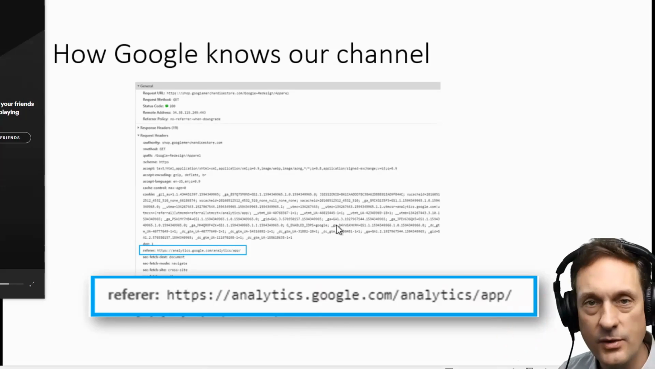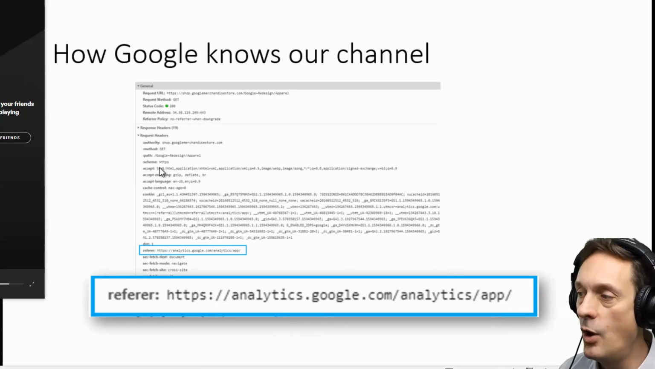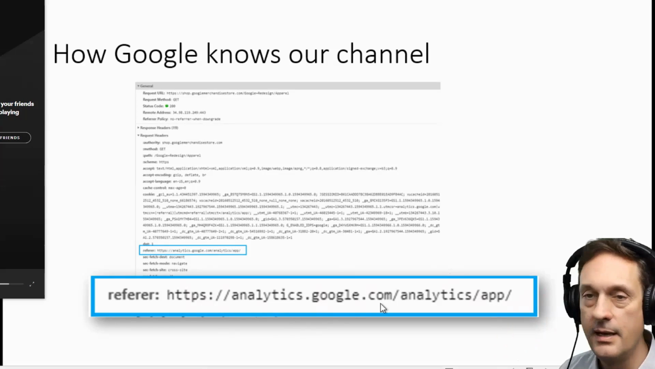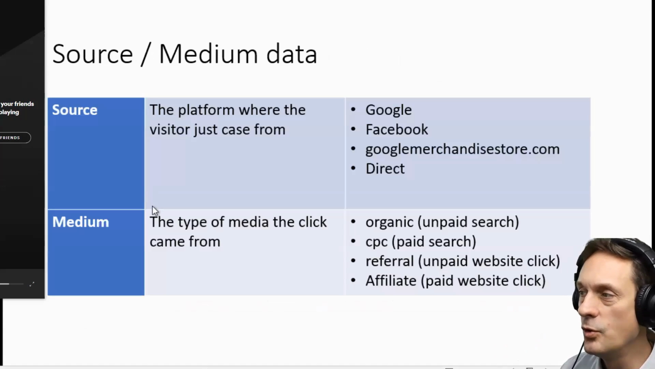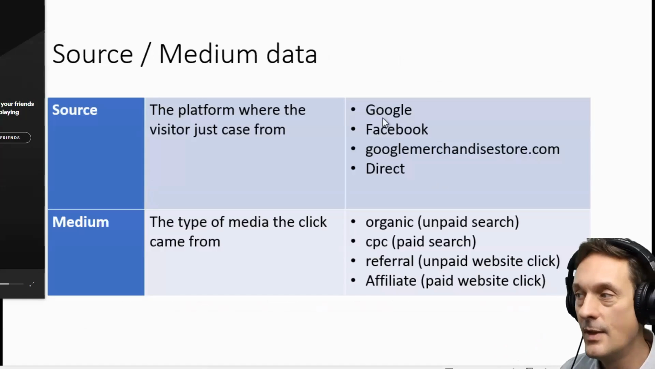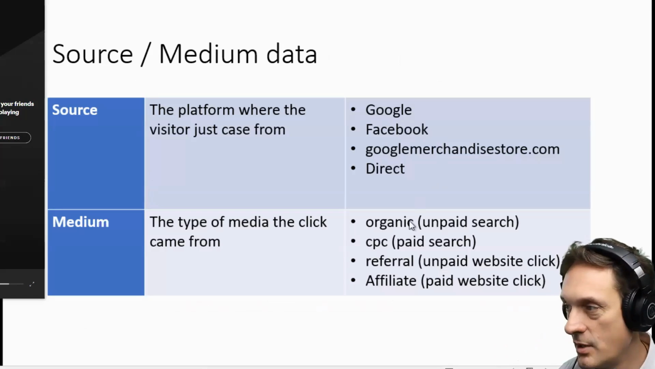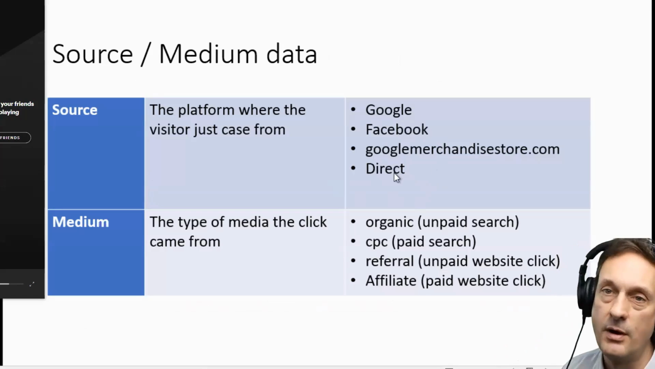Well, it turns out that Google has a giant database of all of the different websites on the internet and what sort of click it would be. So Google will know if a click is from Google. Google will know if a click is from Facebook. Google will know if a click is from Google Merchandise Store. Google will also figure out if it's from direct.